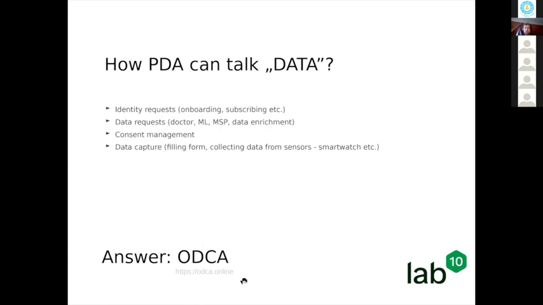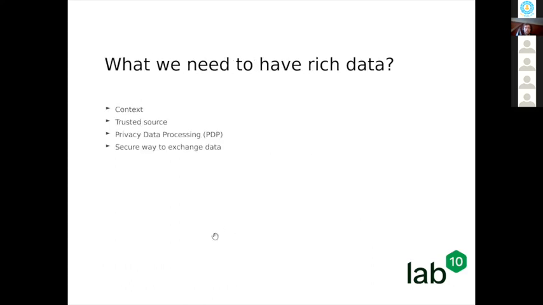Anybody who's interested in reading up a little bit more about that, you can reach me at the end of the presentation. There will be contact details, but I also encourage you to visit our website, odca.online, where you can find a little bit more information.